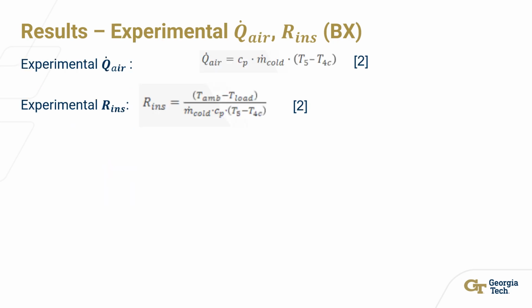So for the actual experimental calculations of the two, we use the assumption where the work done to the air is due to the specific heat capacity multiplied by the mass flow rate multiplied by the temperature difference across the load of the air. And then the thermal resistance is taken by dividing the temperature delta between ambient and the load by the actual heat transfer due to air.